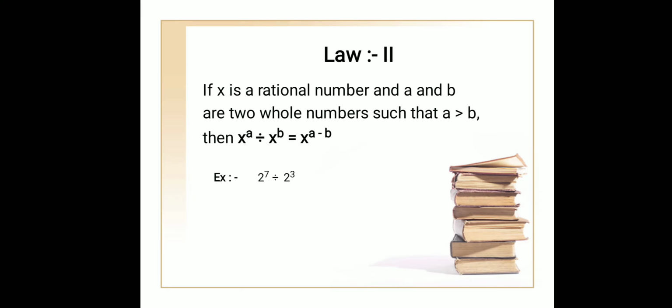Here is an example: 2 raised to the power 7 divided by 2 raised to the power 3. Using the given law above, 2 raised to the power 7 divided by 2 raised to the power of 3 is equal to 2 raised to the power 7 minus 3, is equal to 2 raised to the power of 4.